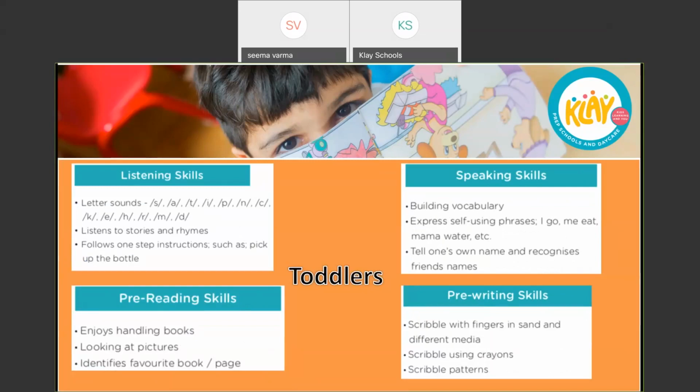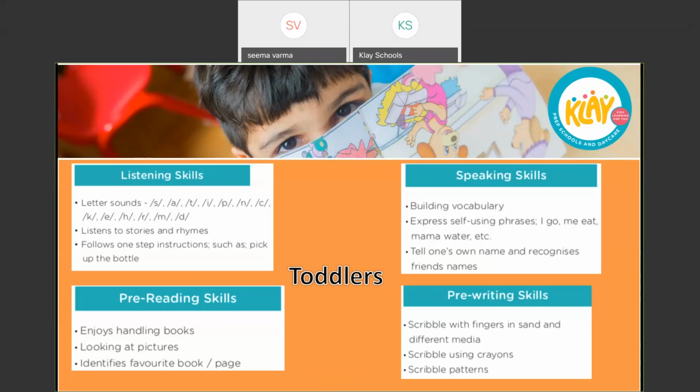Toddlers. So from infant to toddlers. Toddlers are from 1 to 3 years, and at KLAY we have junior toddler and senior toddler. And it is here in toddlers that listening and speaking is very, very important. So toddlers is all about listening and speaking. The more we communicate with them, the more they will listen, the more they will understand. So what is happening at the toddler brain level?